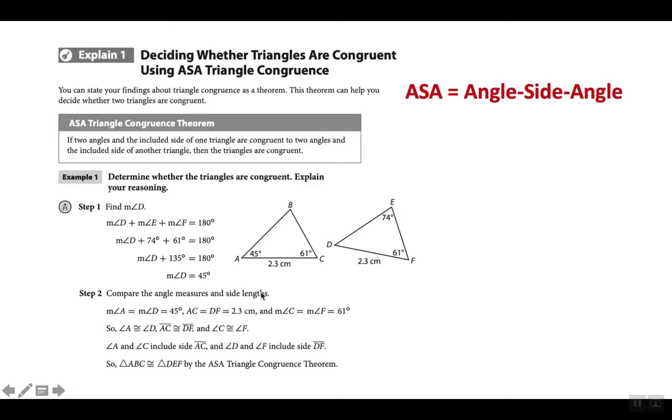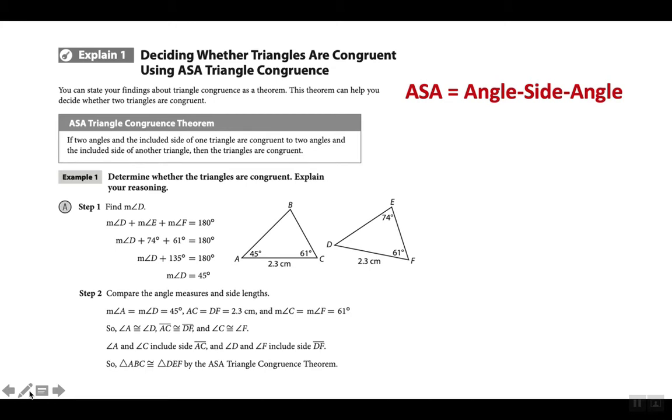All right. So in this chapter, what you're going to be doing is deciding whether triangles are congruent using ASA triangle congruence. Vamos a estar decidiendo si triángulos son congruentes usando el ASA triangle congruence.